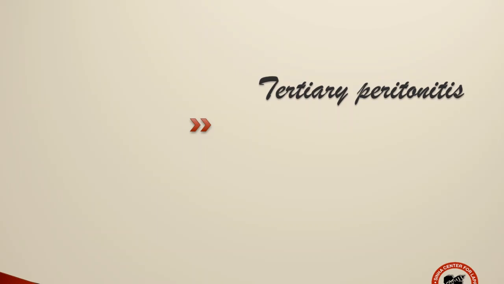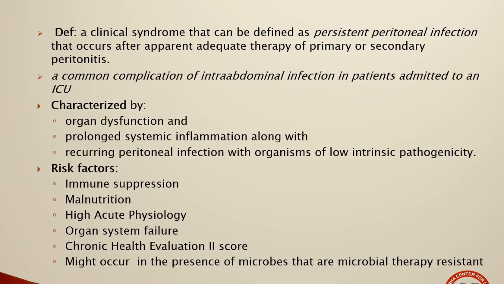Before we go on to secondary peritonitis, which is a more common form, let's talk in short about tertiary peritonitis. And what is tertiary peritonitis? When we talk about tertiary peritonitis, we are looking at a clinical syndrome that can be defined as a persistent peritoneal infection. That's why it's also known as persistent peritonitis. And that is usually occurring after apparently adequate therapy. Obviously, it has not been adequate, but apparently it was adequate for either primary or secondary peritonitis. So you have a patient of primary or secondary peritonitis who has been treated apparently adequately, but inapparently in reality, this patient has a residual infection or persistent peritonitis.